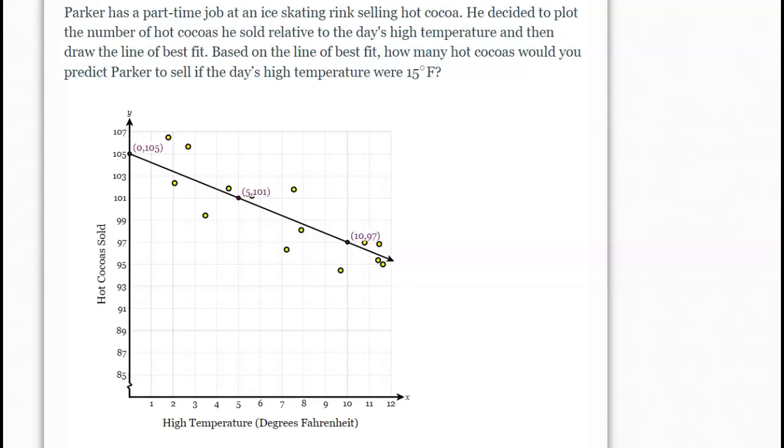Okay, so understand that each of these points represents the high temperature of the day and the amount of hot cocoa sold. So if the high temperature in Fahrenheit was 10 degrees, he sold 94 cups. If the high temperature was 11 degrees, he sold 97 cups. So each one of these data points represents something that happened when he was selling hot cocoa. So our goal is to predict how many he sold if the day's temperature was 15 degrees. Notice the 15 degrees is not on here.